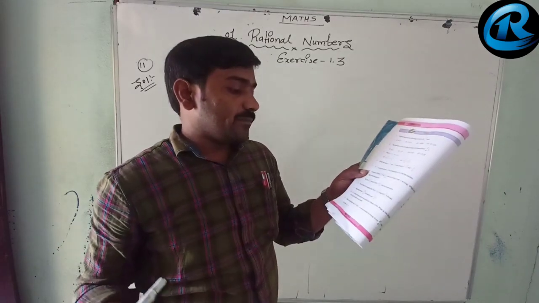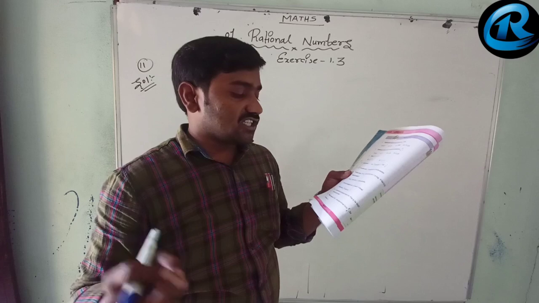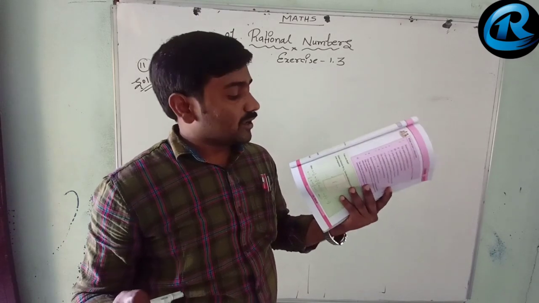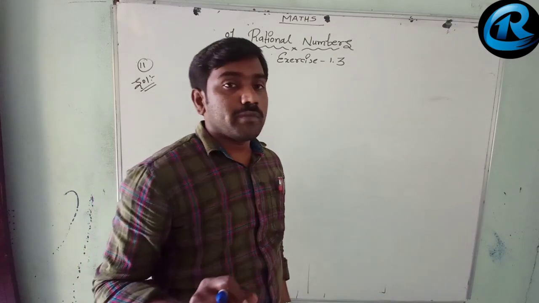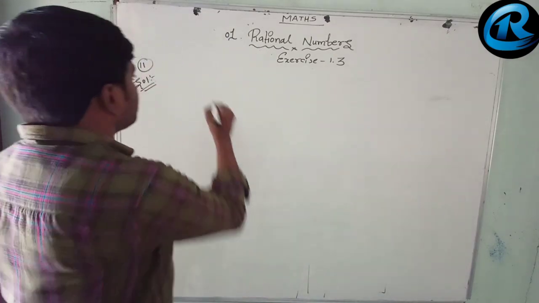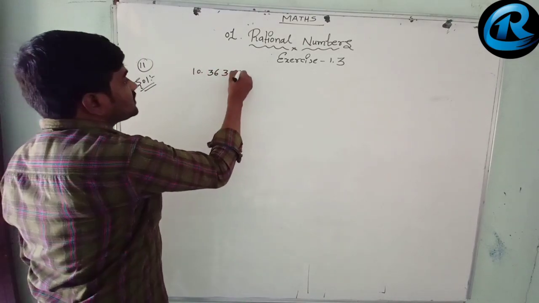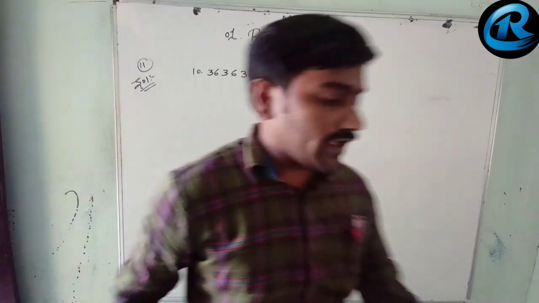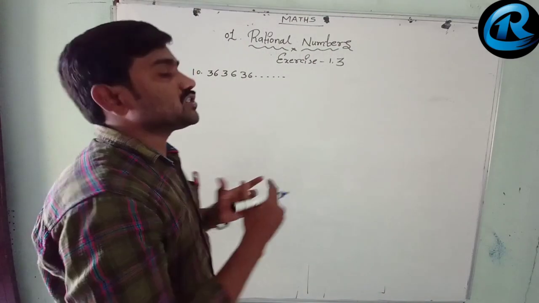When the repeating decimal 10.363636 and so on is written in the simplest fractional form p by q, find the values of p plus q. So the repeating decimal number is 10.363636 and so on. This is what we have to write in the form of p by q. Then we have to add p plus q also.